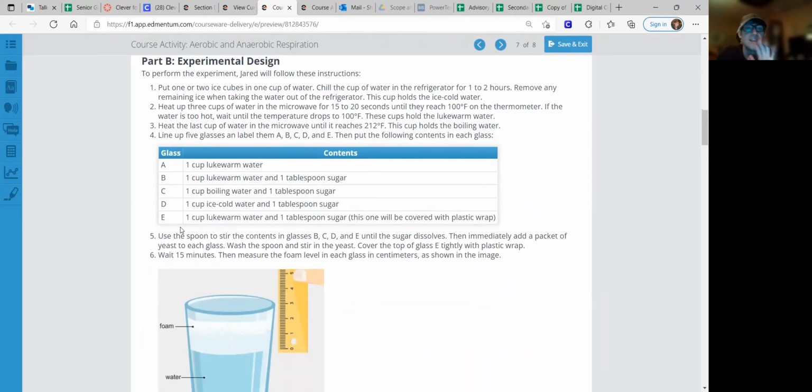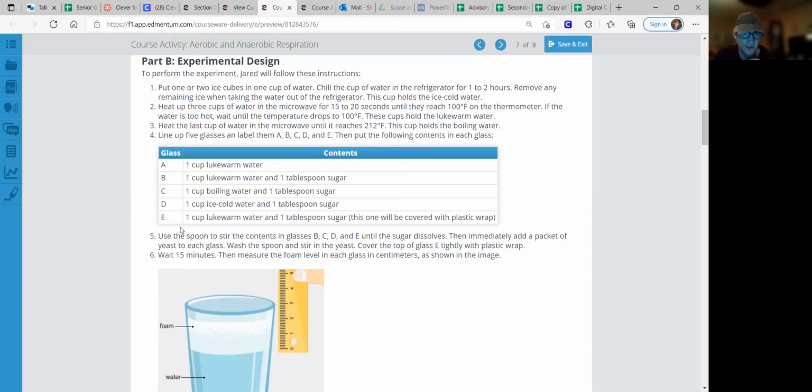Part B is about the design. In order to perform the experiment, Jared will follow these instructions, and they're listed out very meticulously in detail. Put 1 or 2 ice cubes in 1 cup of water. Chill that cup of water in the fridge for 1 to 2 hours. Remove any remaining ice when taking the water out of the fridge. This cup holds the ice cold water.